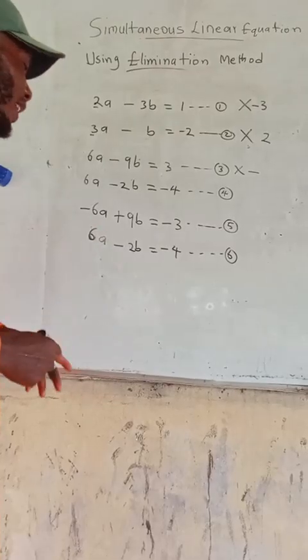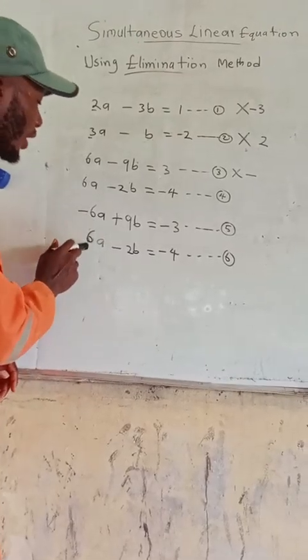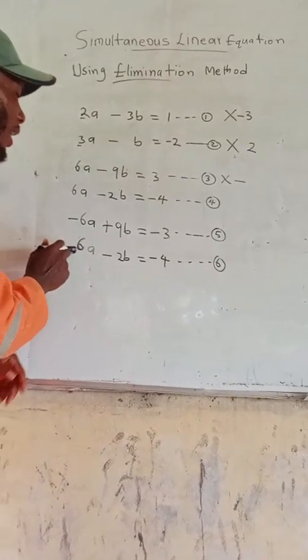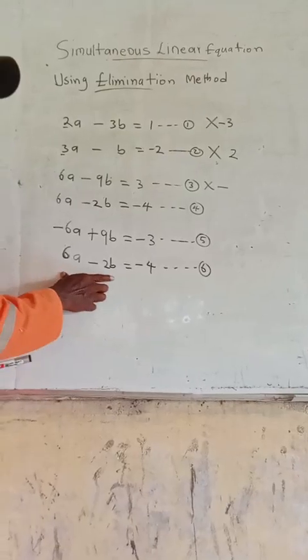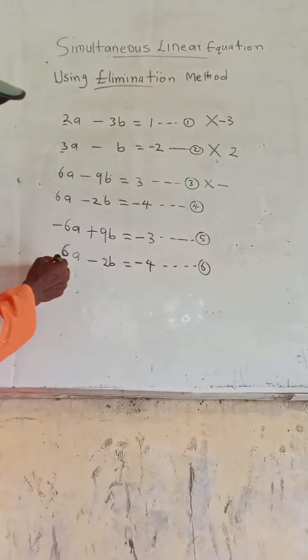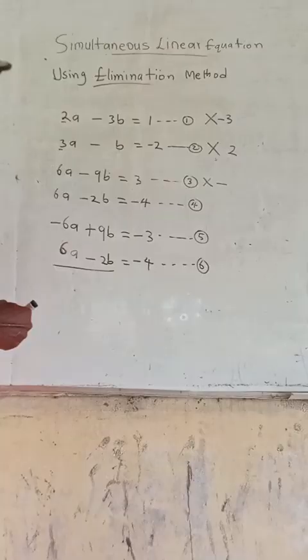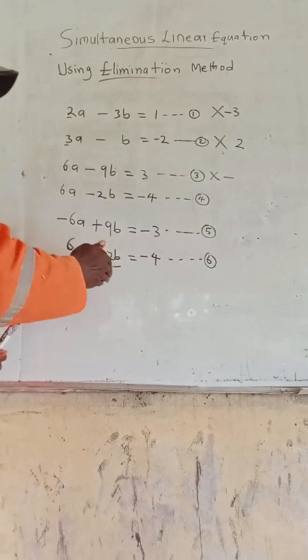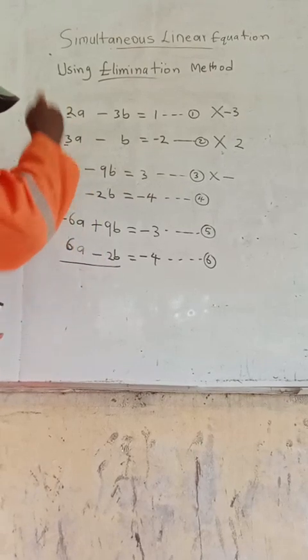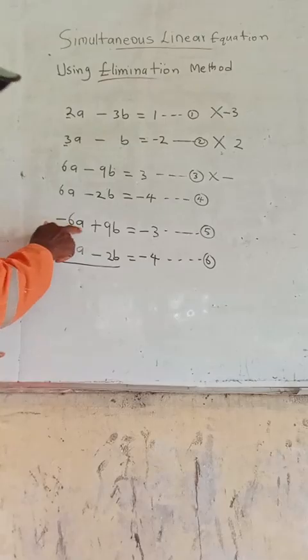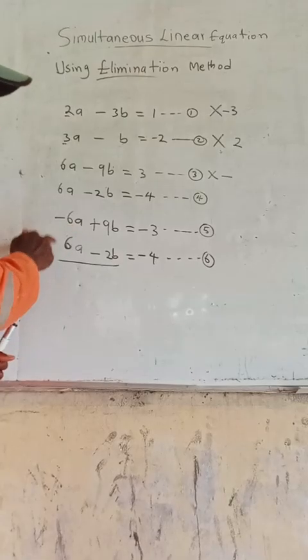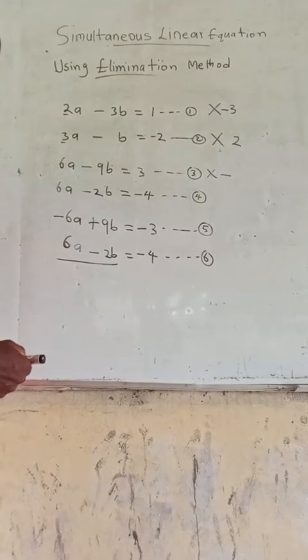So, if you look at it, we want to eliminate a first. We have to make sure that the coefficients of a are the same, but their signs should not be the same. And at this point, it has reached the condition. So at this point, we'll begin to add and subtract. In this form, this is minus 6a plus 6a. Minus 6a plus 6a is 0.